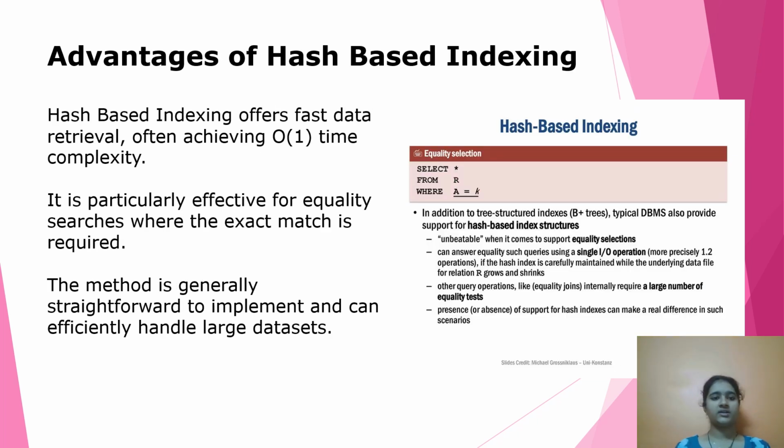Advantages of hash-based indexing. Hash-based indexing offers fast data retrieval, often achieving low constant-time complexity. It is particularly effective for equality searches where an exact match is required. The method is generally straightforward to implement and can efficiently handle large data sets. Hash-based indexing, equality selection: select star from R where A equal to K. In addition to tree structured indexes, B plus trees, typically a DBMS also provides support for hash-based index structures.